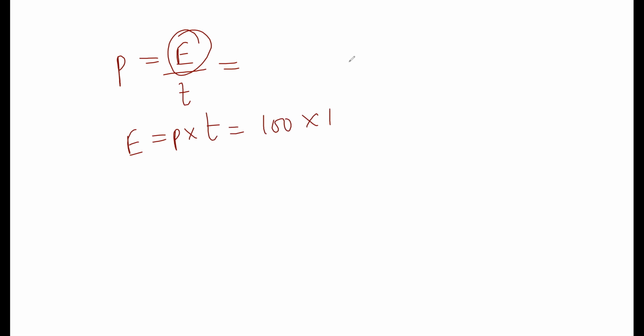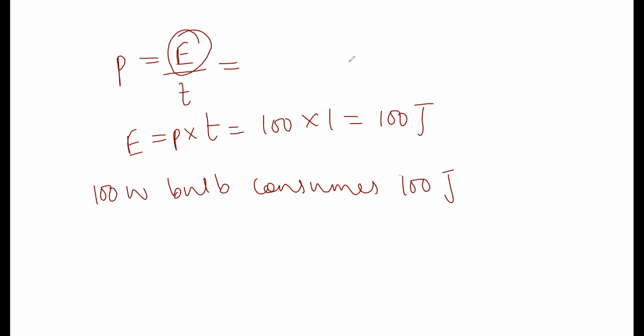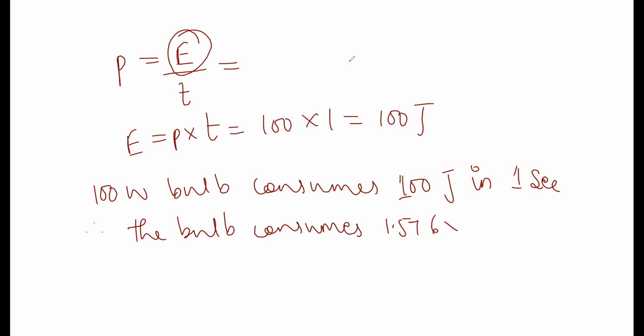Next, power is calculated by using the formula energy divided by time. Now what we need is energy. Just cross multiply: E is equal to P into T. The power given is 100, time 1, anything multiplied by 1 is 100 joules. So the 100 watt bulb consumes 100 joules in 1 second. The bulb consumes 1.576 into 10 to the power of 14 in time t.